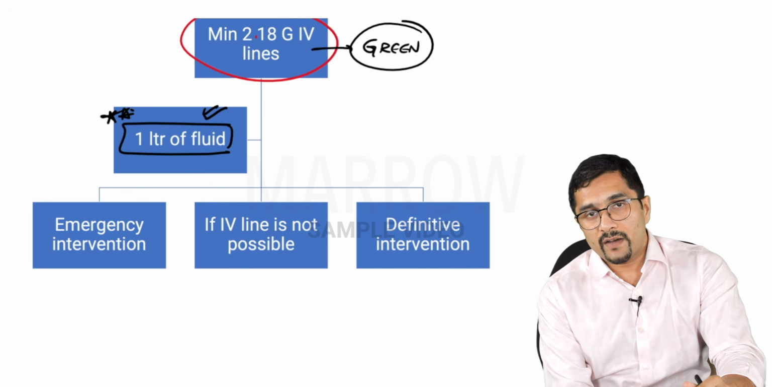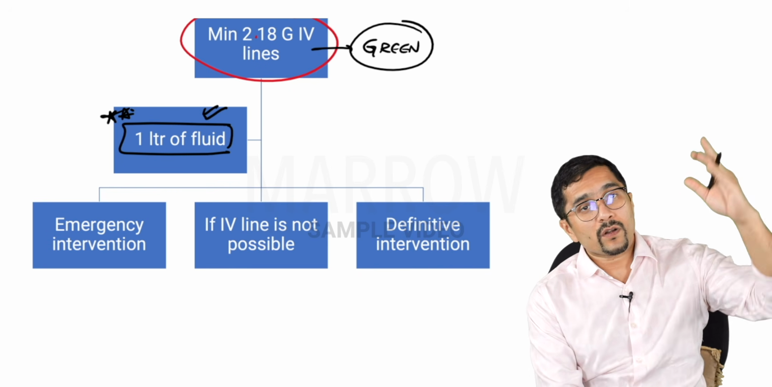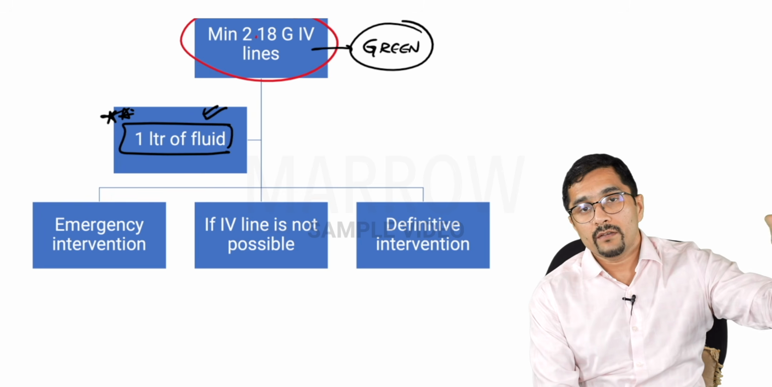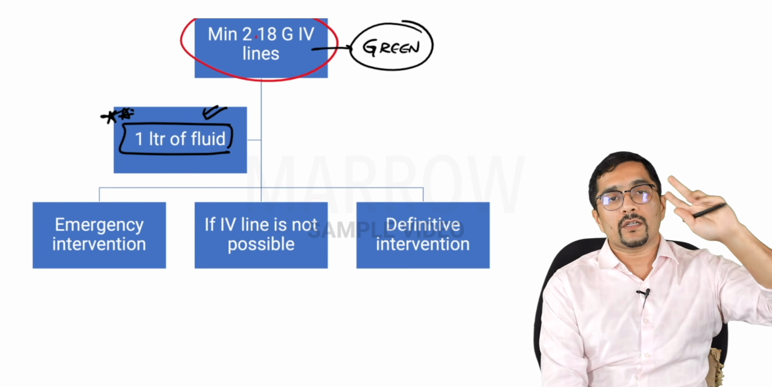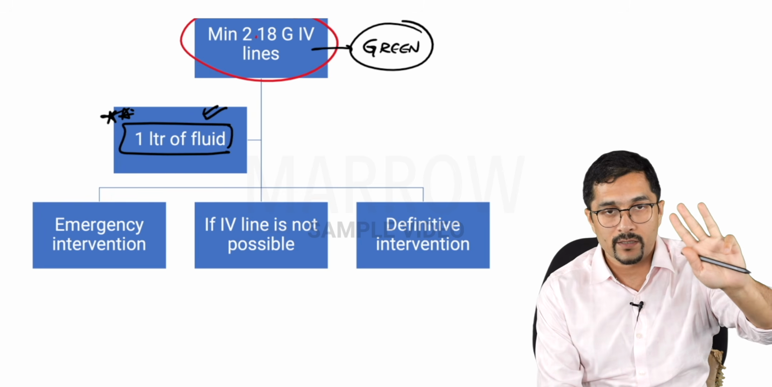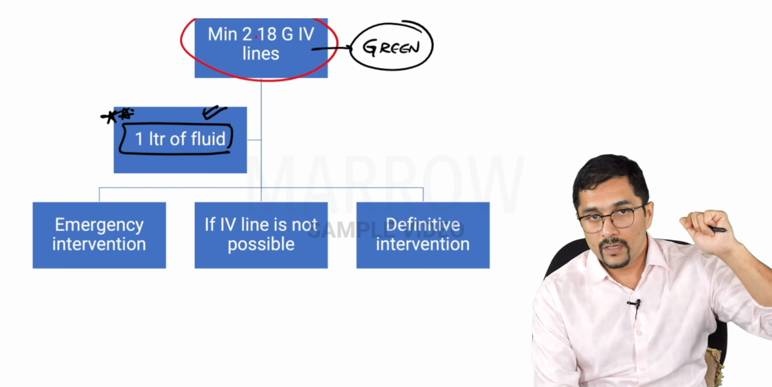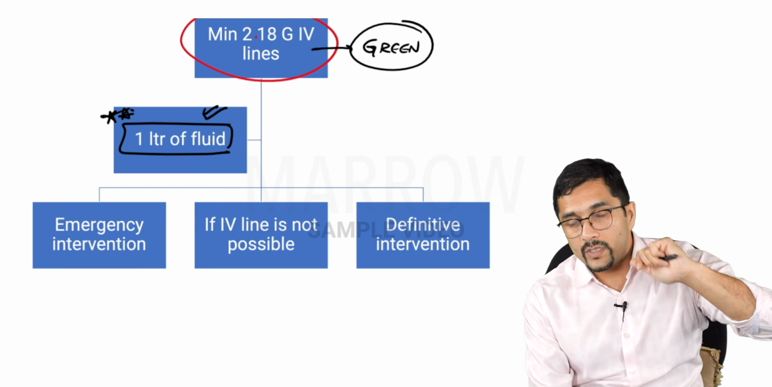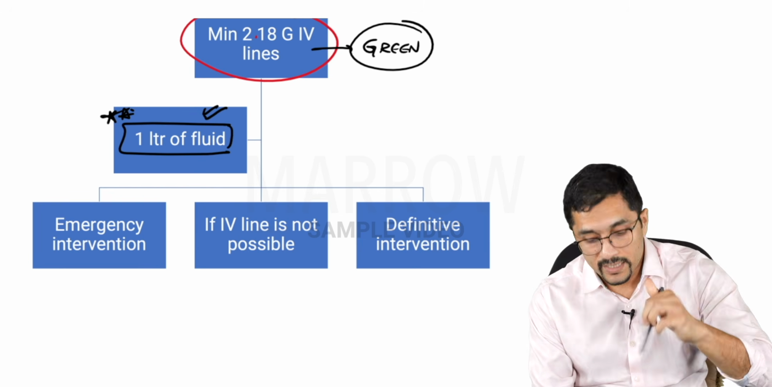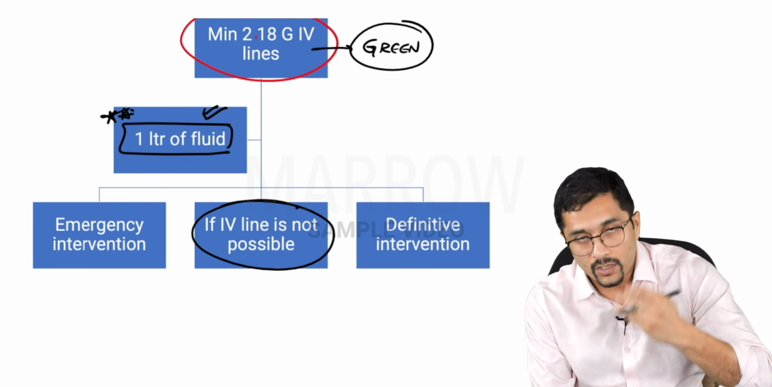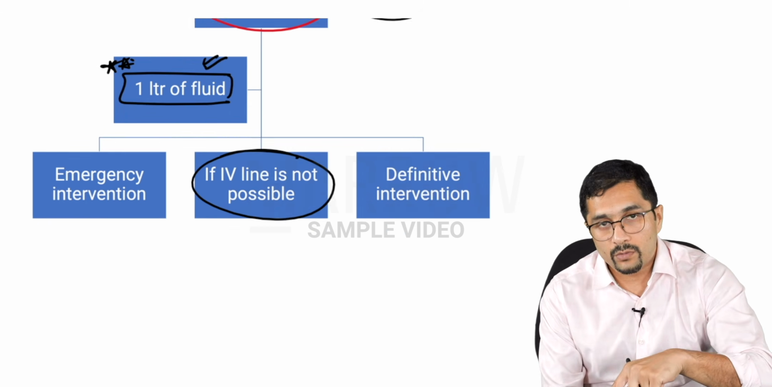This has been asked many times in the exam. When we give this 1 liter of fluid, we have already discussed shock, the responder, non-responder, transient responder, so I am not covering it here. Now, to give this 1 liter, I need an IV line, but just in case I cannot put in an IV line, then what do I do?